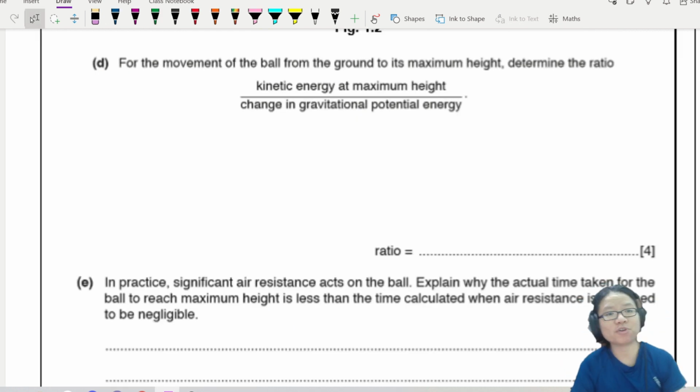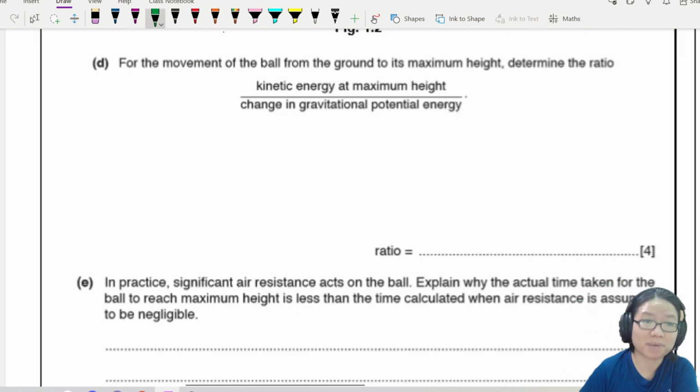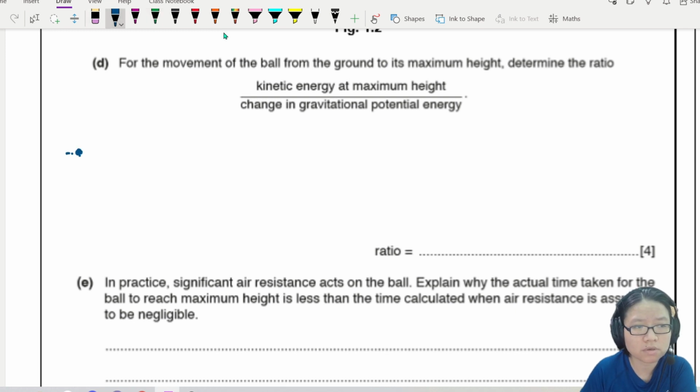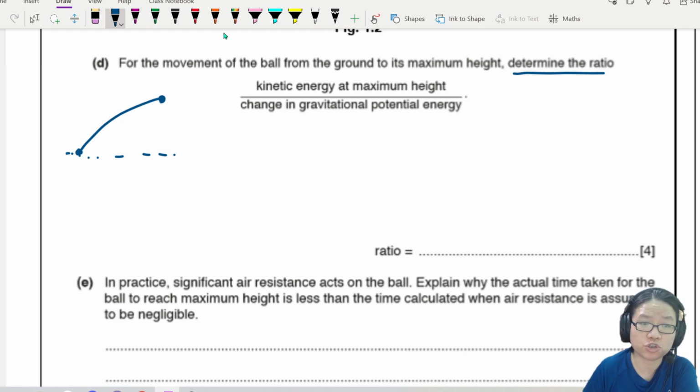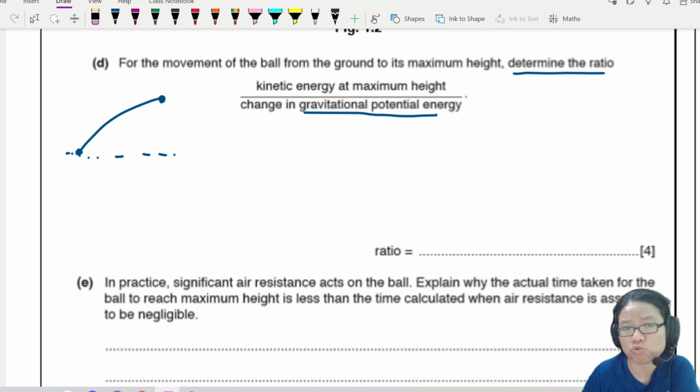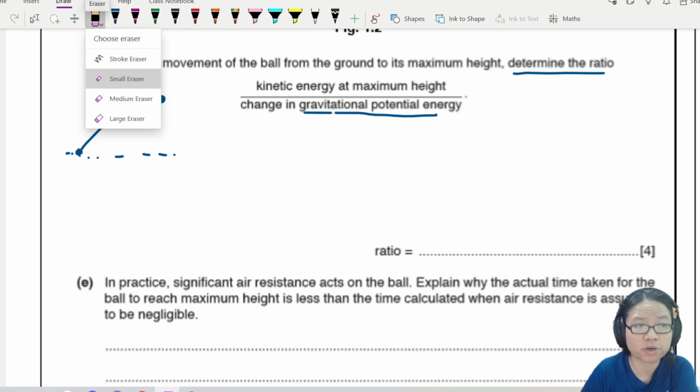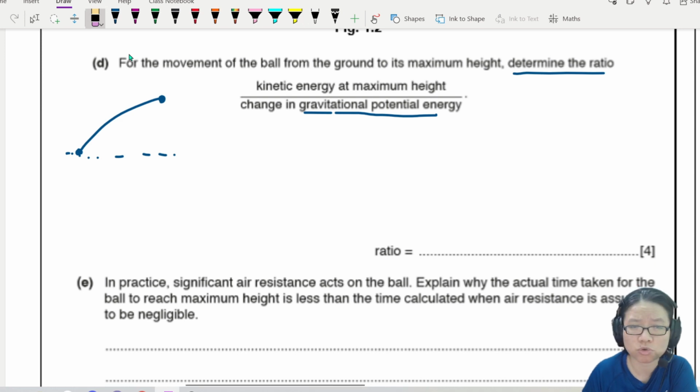Part D, for the movement of the ball from the ground to its maximum height. Okay, once again, we're still looking at the same ball. Ball is going to go to the maximum height here. Determine the ratio of KE at maximum height to the change in GPE. Okay. So I think the first thing that I should do is to remind you that if at this point in time in your studies, you don't know the equation or you don't remember the equation of KE and PE, well, then here it is.